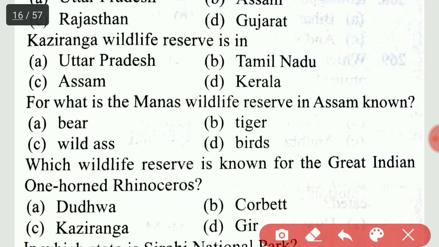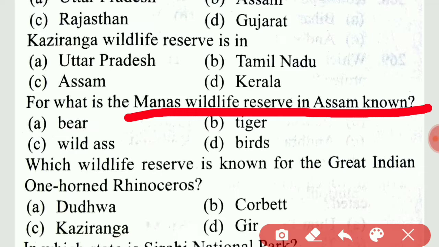Next, for what is the Manas Wildlife Reserve in Assam known? That is option B, tiger. That is a very important question.